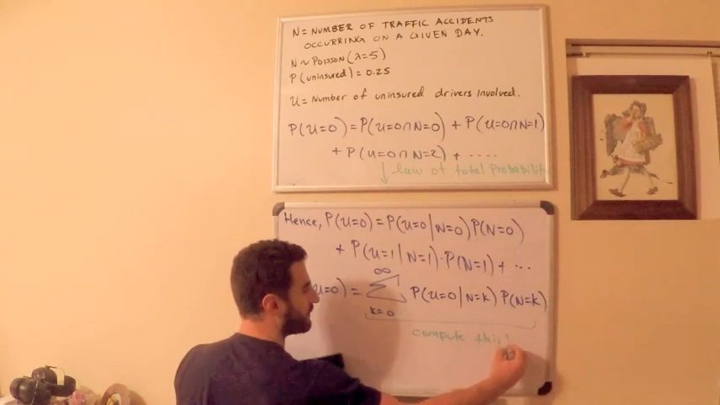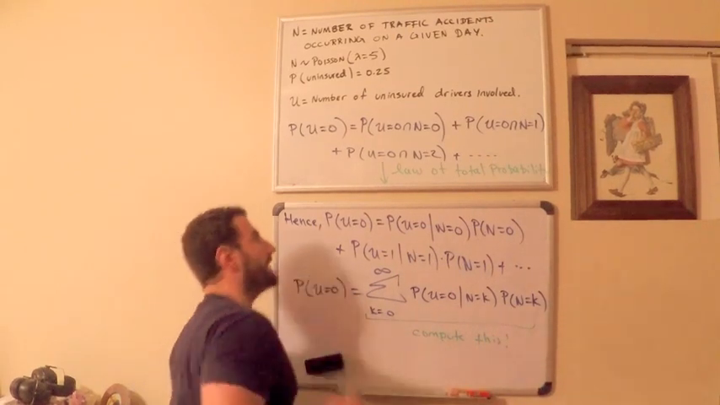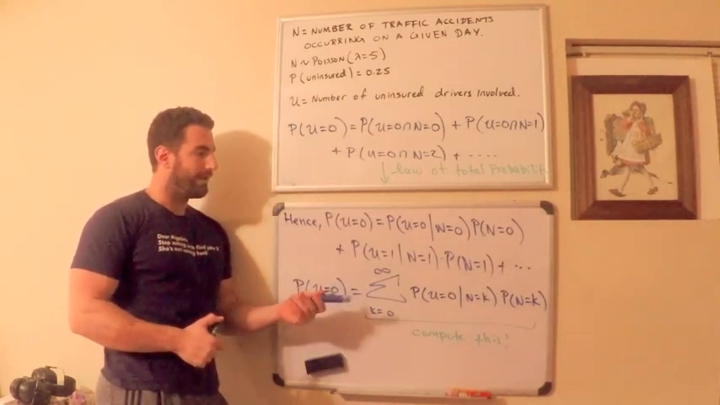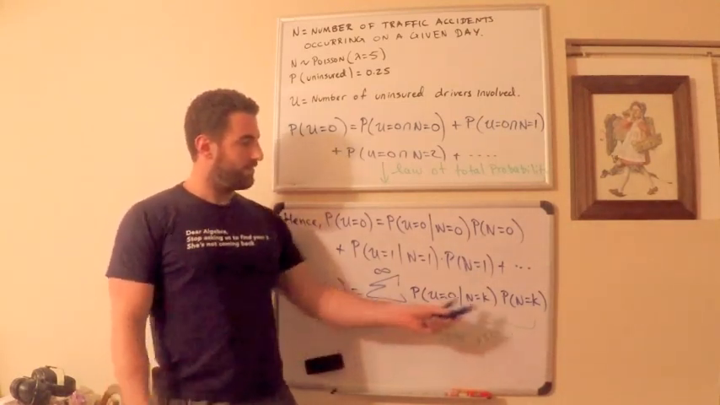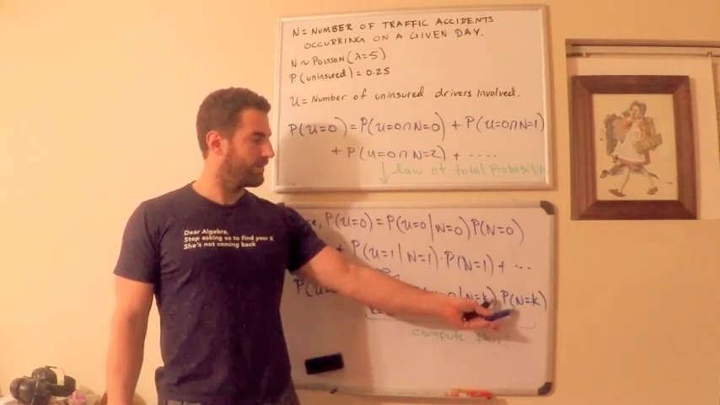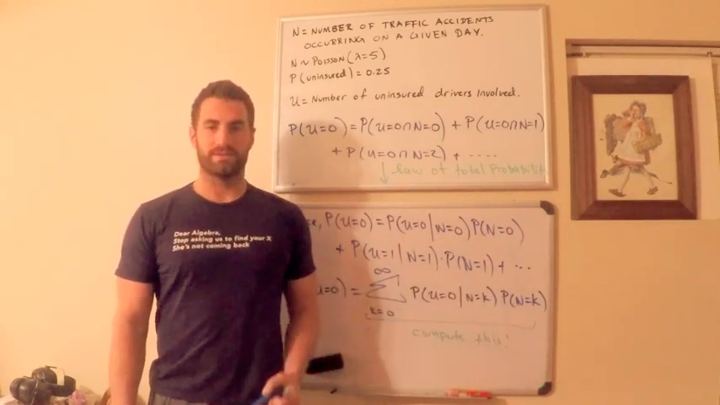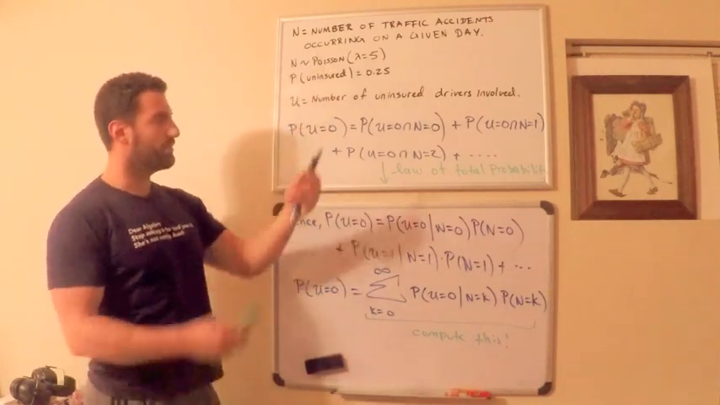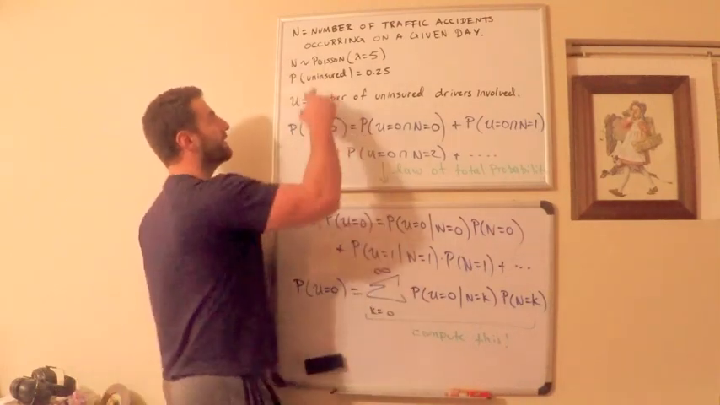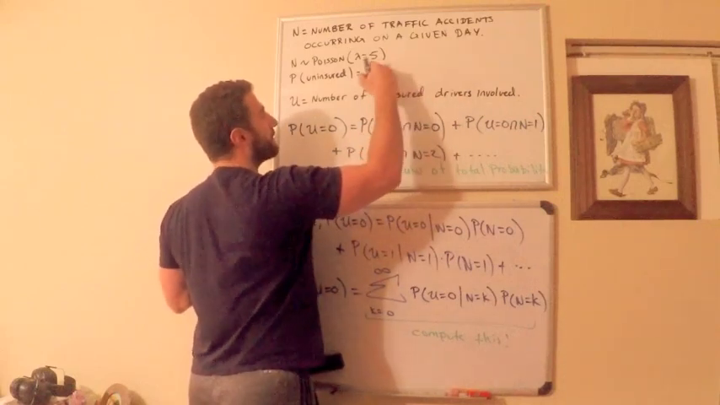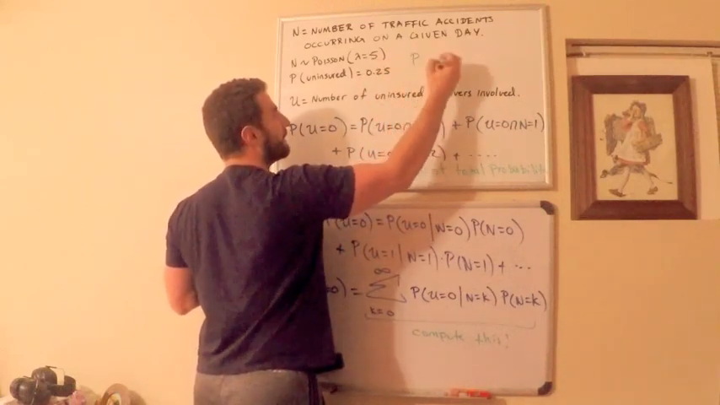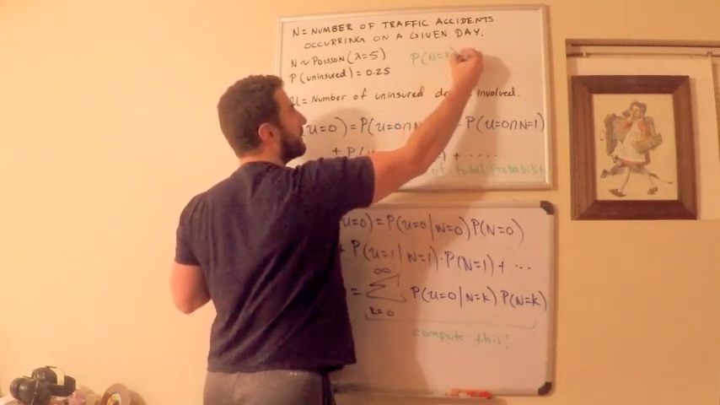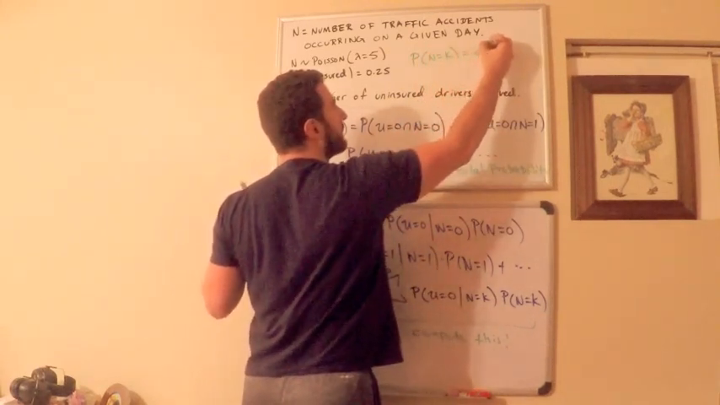As ugly as that looks, it actually is not too bad. These are all things we can compute. Let's take these step by step. This one, the probability that the number of accidents is k, is exactly the Poisson distribution, because N is distributed Poisson. I should have written that down. So from this information, the probability that N equals k is equal to e to the negative k.